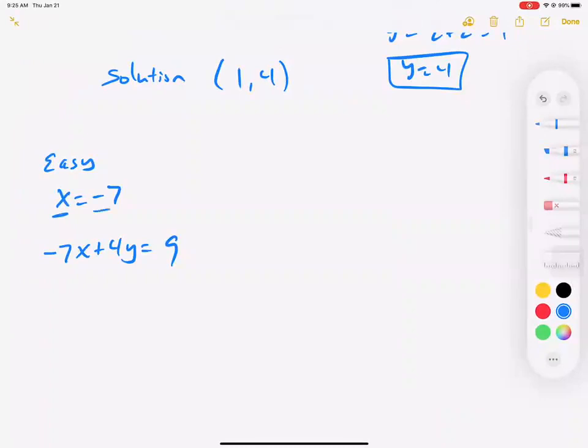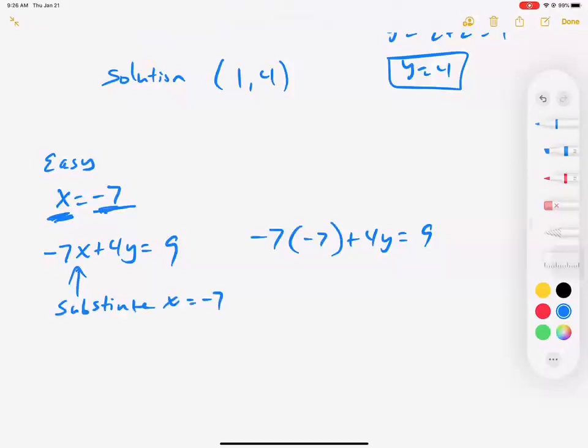X is equal to negative 7. So what's X equal to? X is equal to, we said, negative 7. So when it comes to substitution, we're going to substitute x equals negative 7, because you told me X was negative 7, or at least I said X was negative 7. So X in this world will be negative 7.